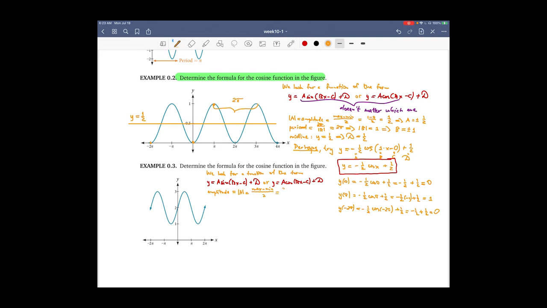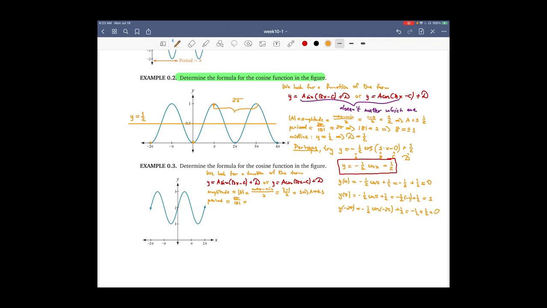Maximum seems to be 3, minimum seems to be 1. So amplitude is 1, and therefore a is plus minus 1. Period here is on the one hand 2 pi over the absolute value of b.